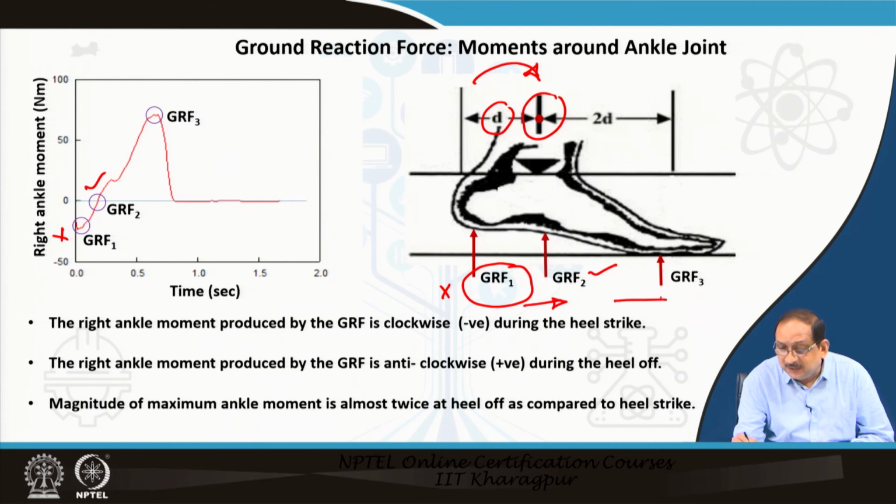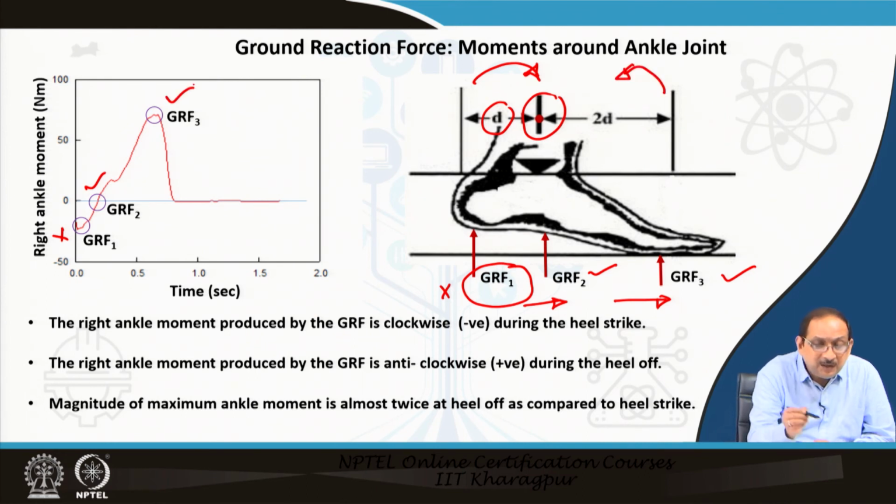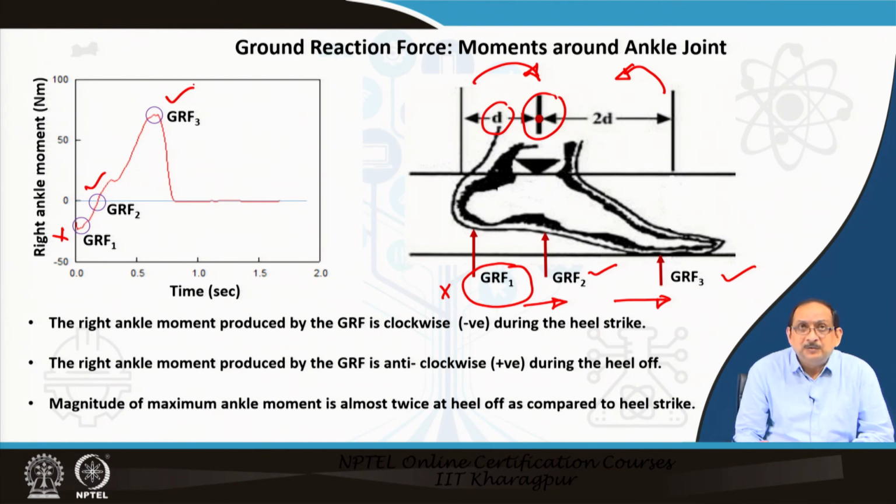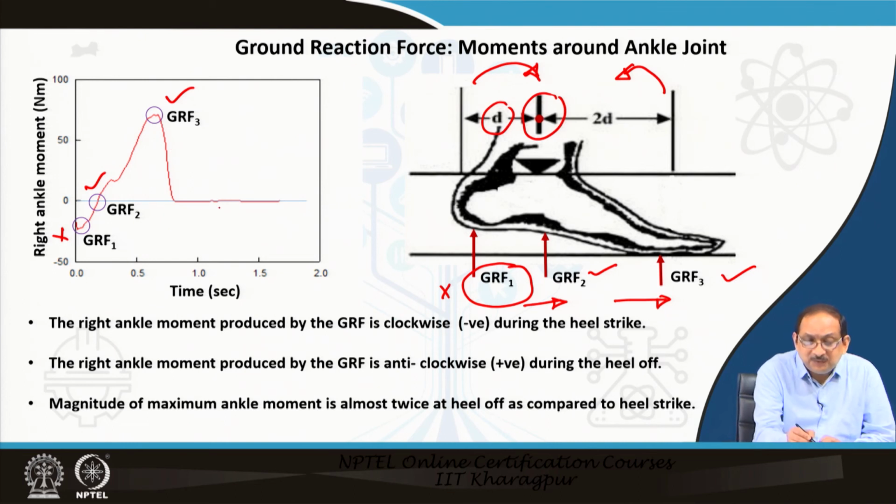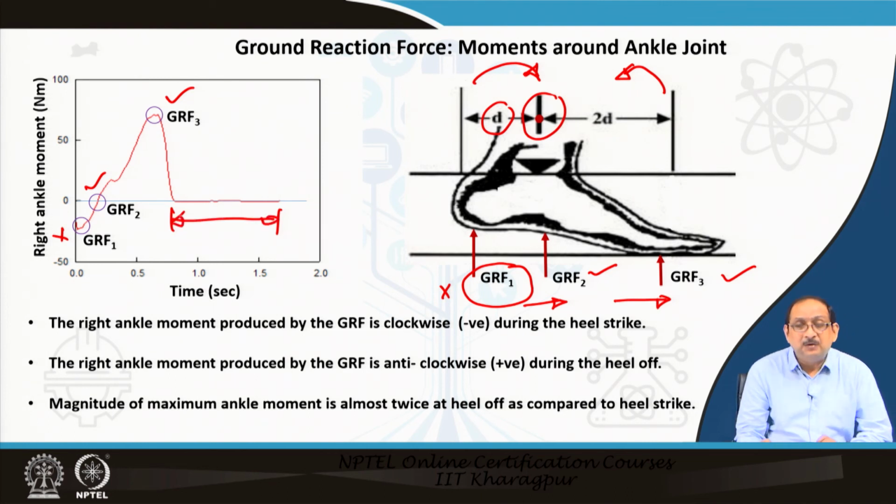As we move further towards right of the ankle joint, the third position of the ground reaction force actually produces a counterclockwise moment, anti-clockwise moment, thereby producing a positive ankle moment at the position toe off, almost at the end of the stance phase. Thereafter, you can see the ground reaction force abruptly drops down to 0 during this phase, which means this is during the swing phase of the gait cycle.